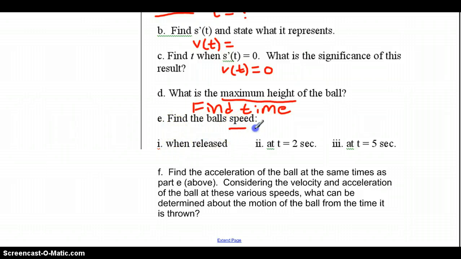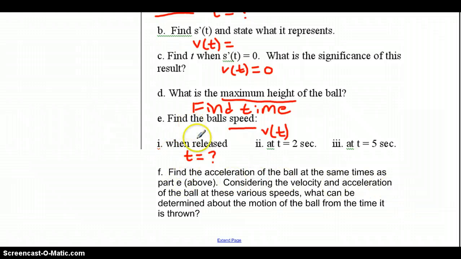So speed, again, we're thinking about velocity here. And we want to know when it's released. So what time, this was back in part A, what time are we thinking about when we are considering the time it's released? And then we'll be looking at the speed this time instead of the height, as part A was talking about. Then we have this time of 2 seconds and a time of 5 seconds. Find the speed, so find the velocity at these different times. Then I'm going to ask you to do the same thing in the last part. Find the acceleration of the ball at the same time as part E.